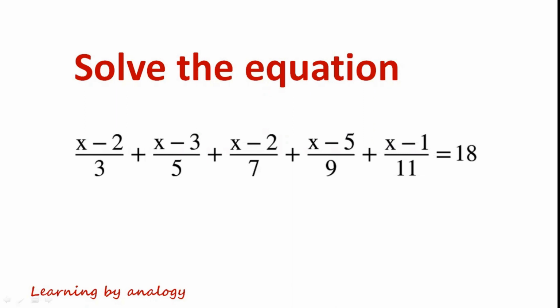The equation (x - 2)/3 + (x - 3)/5 + (x - 2)/7 + (x - 5)/9 + (x - 1)/11 equals 18.